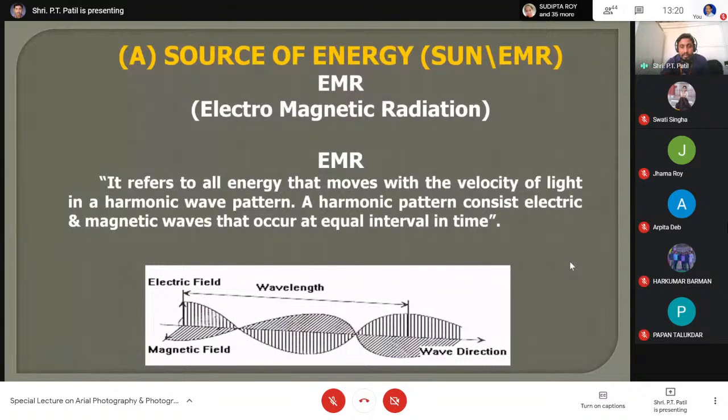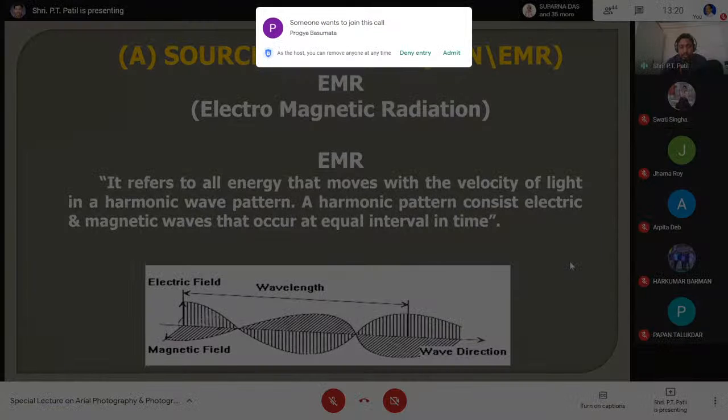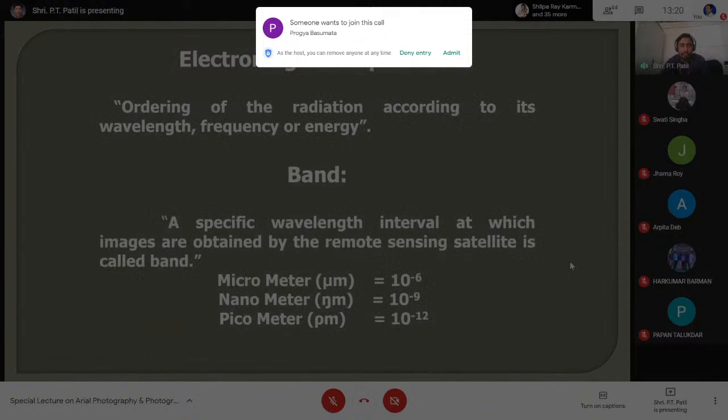So how do we create bands? On the basis of the wavelength. What is the wavelength of the incoming radiation? What is the frequency of the incoming radiation? And what is the energy of the incoming radiation? On the basis of the wavelength, frequency, and energy, we divided solar radiation into different bands, and that is nothing but the electromagnetic spectrum. The ordering of radiation in a simplified case is the electromagnetic spectrum. Here we divide the entire energy with the help of wavelength, frequency, and energy.